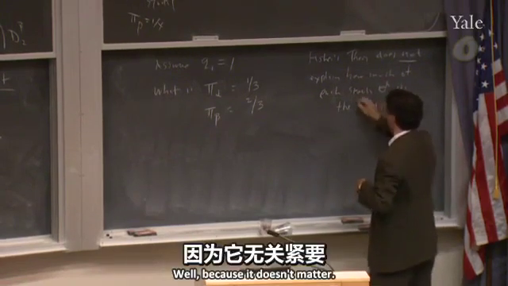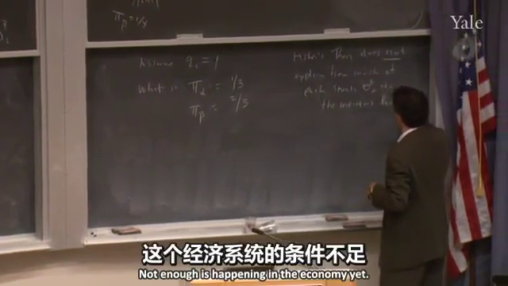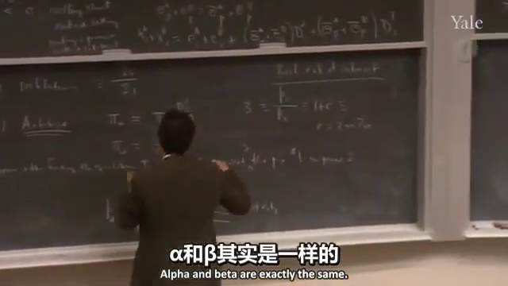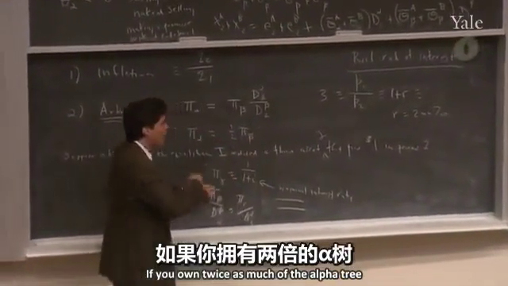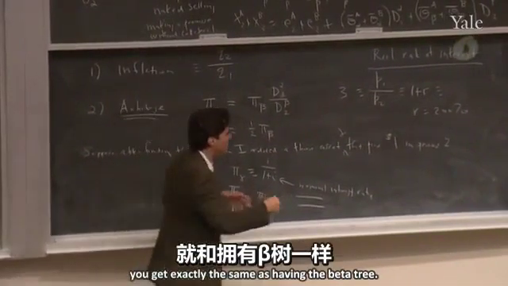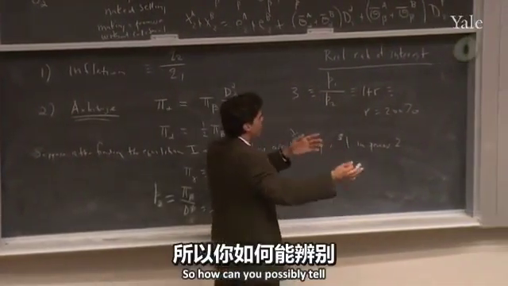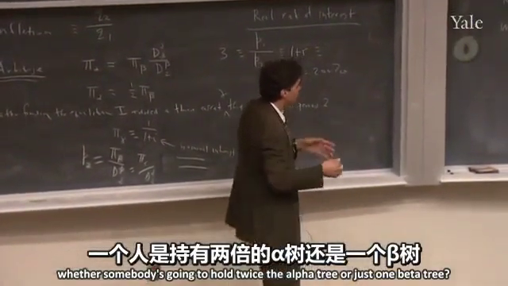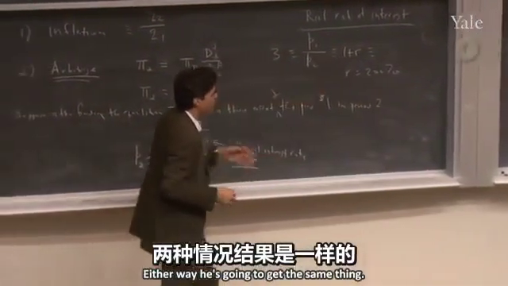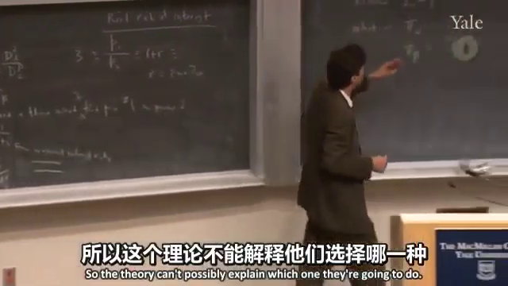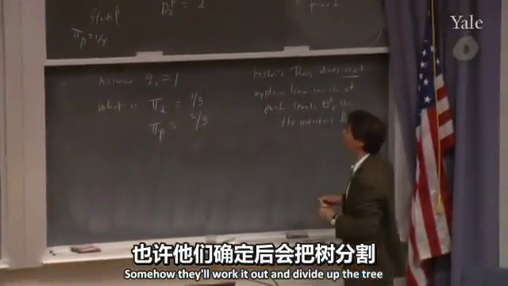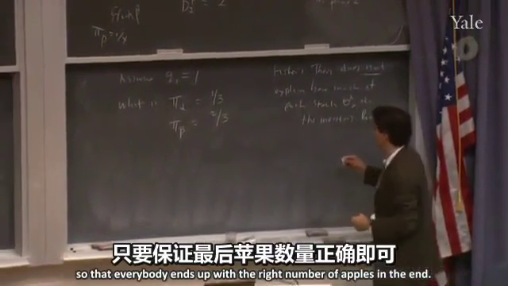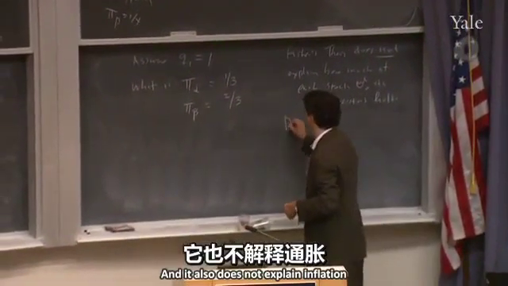Why is that? Well, because it doesn't matter. Not enough is happening in the economy yet. Alpha and beta are exactly the same. If you own twice as much of the alpha tree, you get exactly the same as having the beta tree. So how can you possibly tell whether somebody's going to hold twice the alpha tree or just one beta tree? Either way, he's going to get the same thing. So the theory can't possibly explain which one they're going to do. Somehow they'll work it out and divide up the tree so that everybody ends up with the right number of apples in the end.